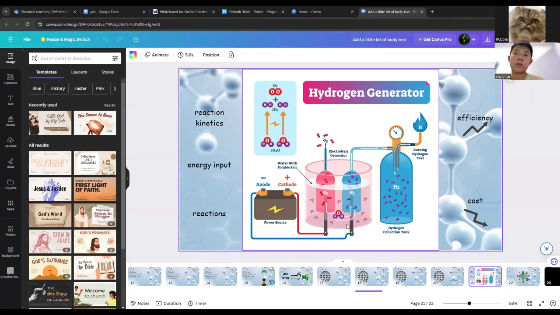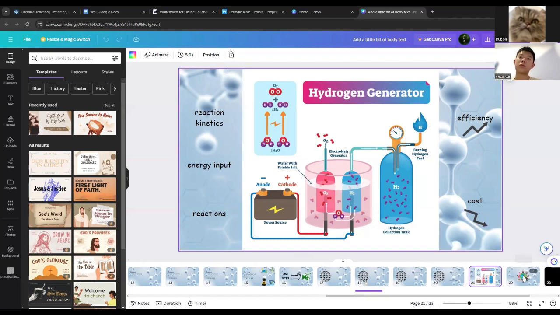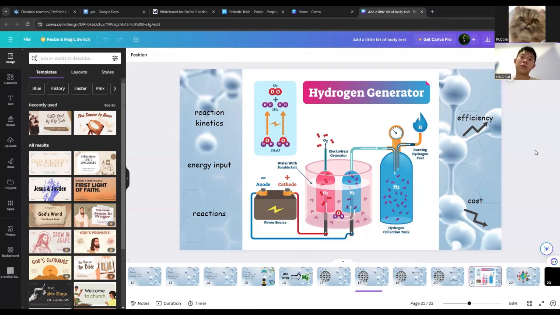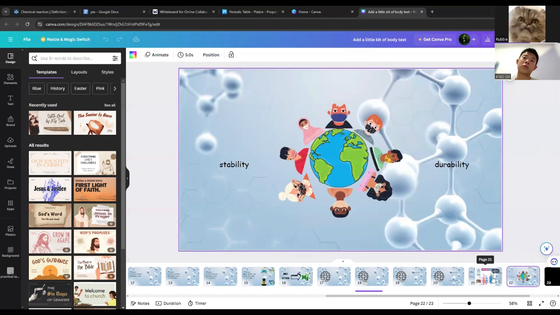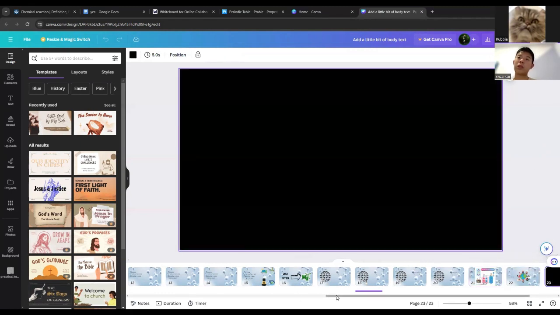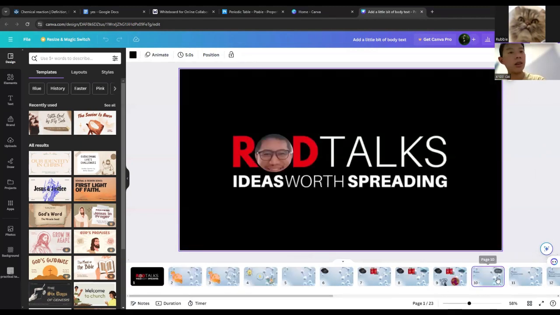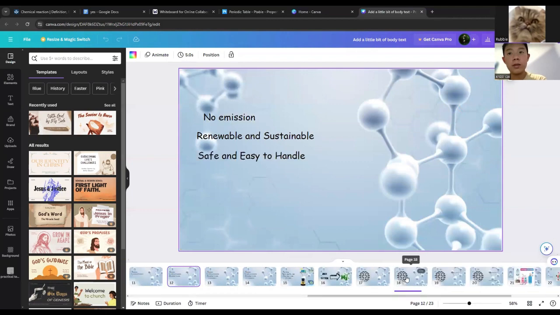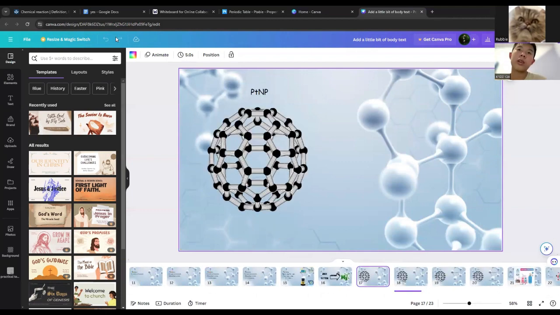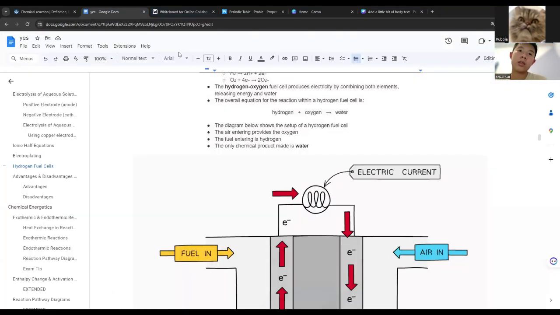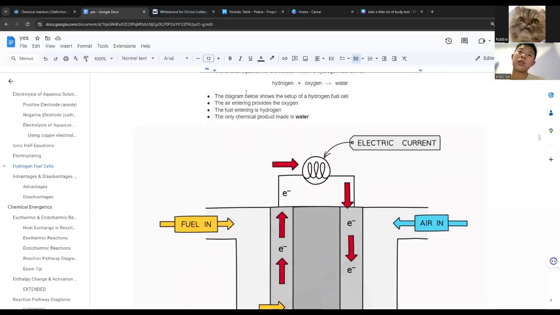So put water in. After that, the water will split into oxygen and hydrogen. Hydrogen will be stored and then used as hydrogen fuel, and burning hydrogen fuel only emits steam, or H2O in gas form. But it's expensive, eh? Yeah, but nanoparticles or catalysts will reduce the cost. Okay, back here, the only chemical product made is water.